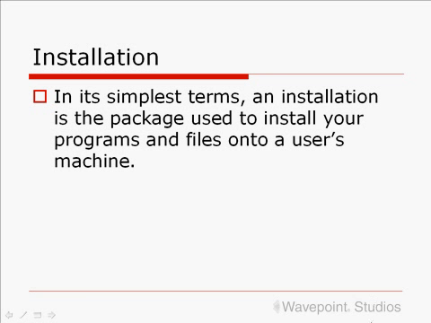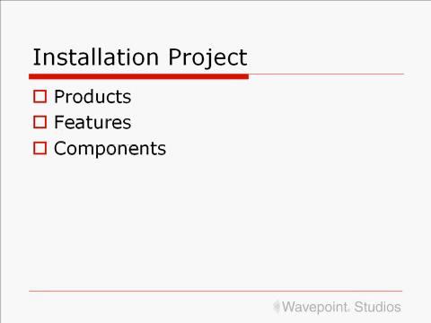In its simplest terms, an installation is the package used to install your files and programs onto a user's machine. An installation project is divided into three levels: products, features, and components. These are important concepts you need to understand in order to work with InstallShield.